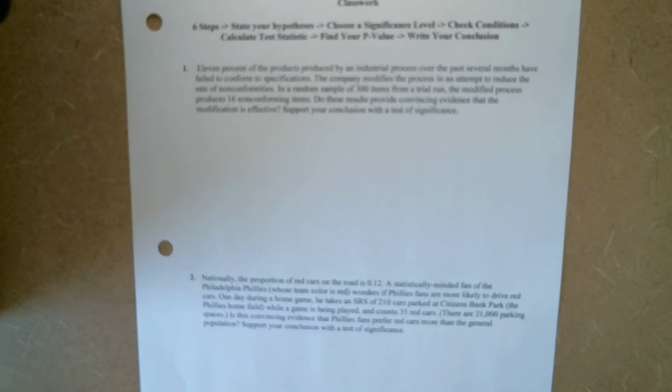11% of the products produced by an industrial process over the past several months have failed to conform to specifications. The company modifies the process in an attempt to reduce the rate of nonconformities. In a random sample of 300 items from a trial run, the modified process produces 16 non-conforming items. Do these results provide convincing evidence that the modification is effective? Support your conclusion with a test of significance.